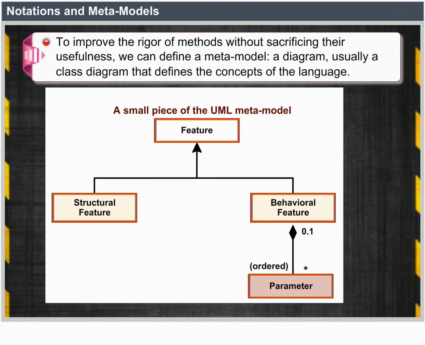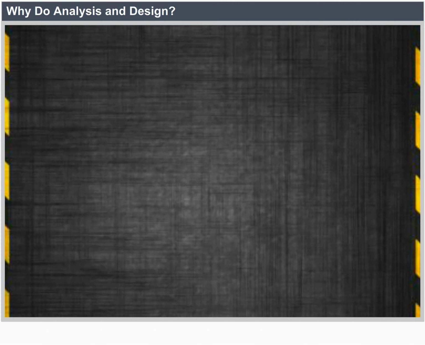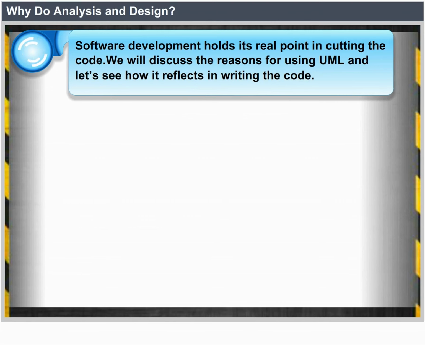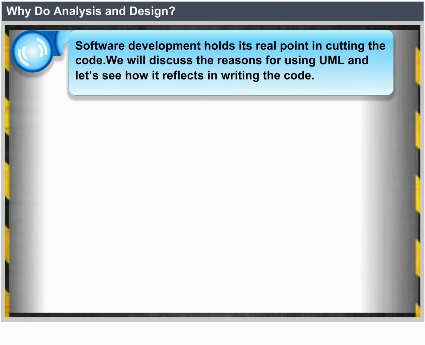To improve the rigor of methods without sacrificing their usefulness, we can define a meta model: a diagram, usually a class diagram, that defines the concepts of the language. Why do analysis and design? Software development holds its real point in cutting the code. We will discuss the reasons for using the UML and see how it reflects in writing the code.